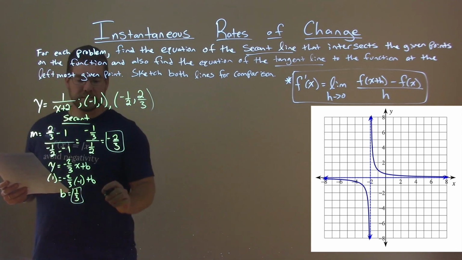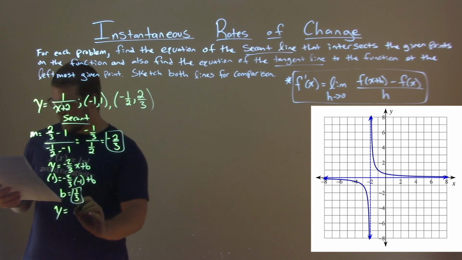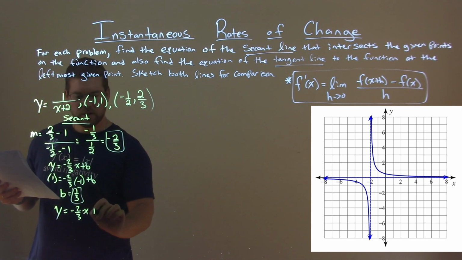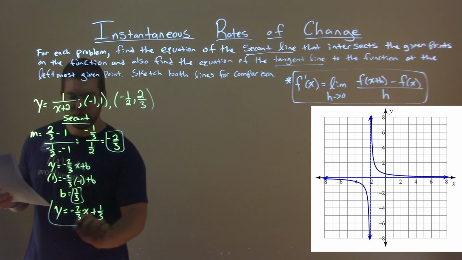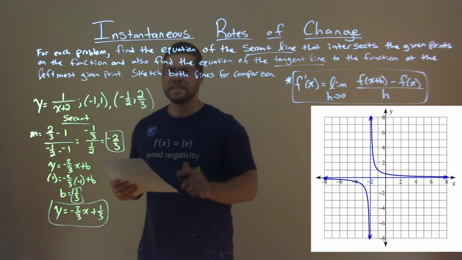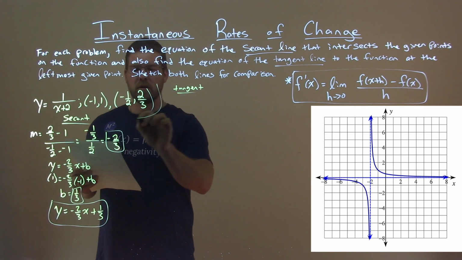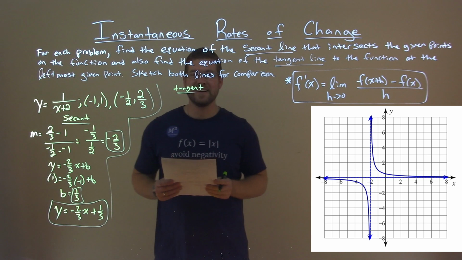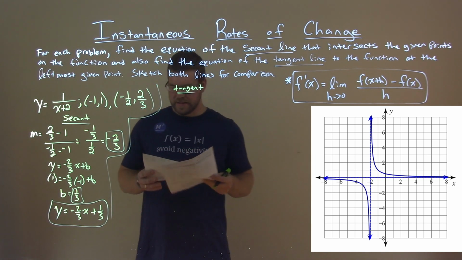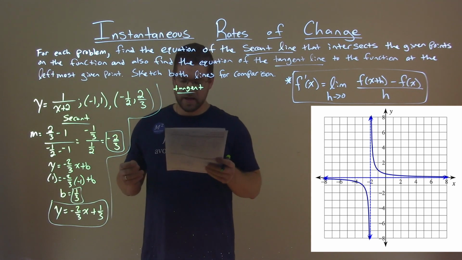So our equation of the secant line combining the two is y equals negative 2/3 x plus 1/3. And there's our secant line. Now let's go find the tangent line. This one's more difficult, because we're going to use our definition of a derivative for that. The first thing I want to do is find the derivative of our function using the definition of the derivative.